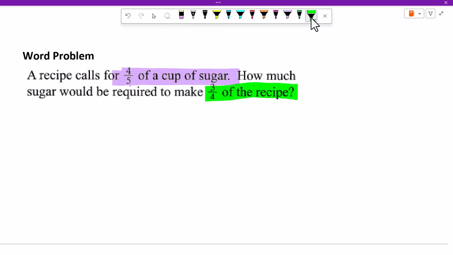So if we make a smaller batch, how much sugar would we need to use? Obviously less than 4/5. Yes? I think it's 3/5. How did you come up with the number? Oh, I'm just multiplying from 4 over 5 to 3 over 4. Okay, good.